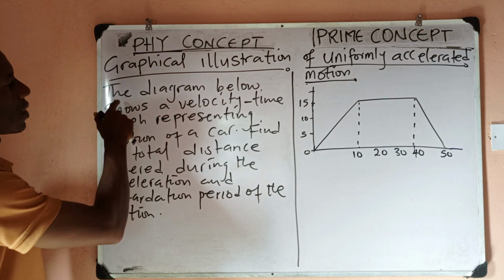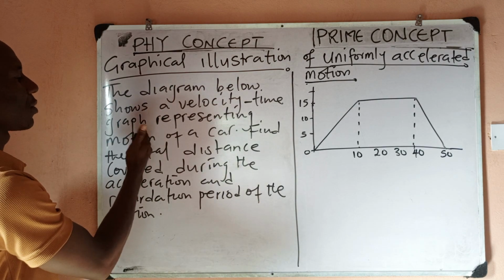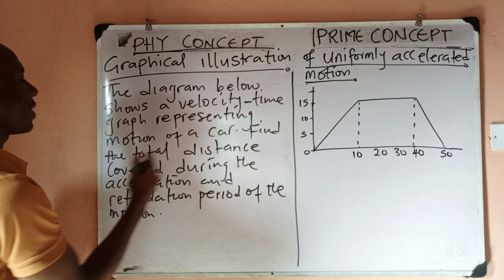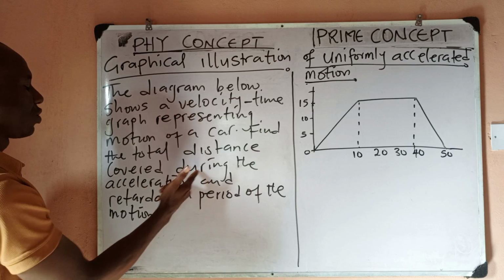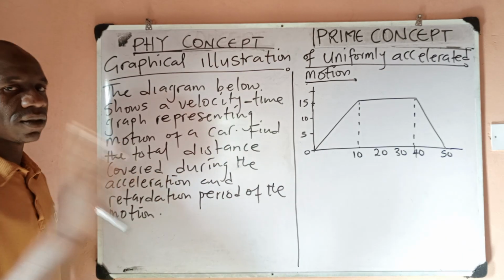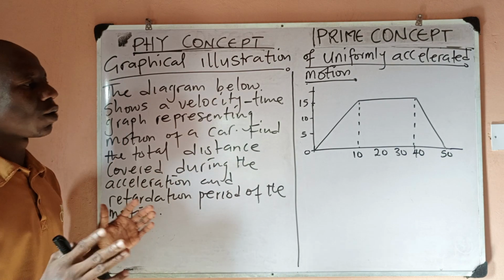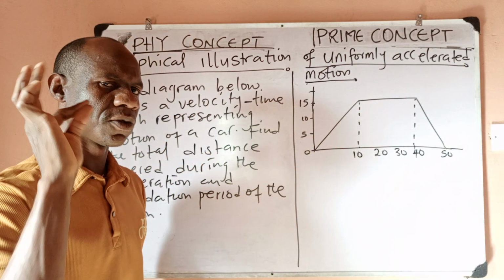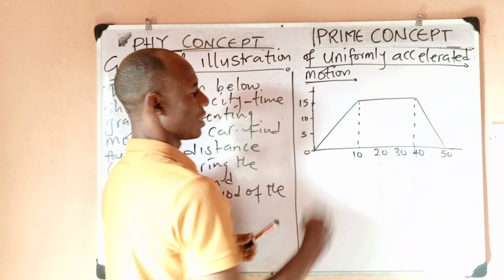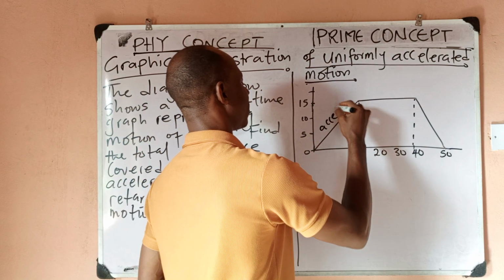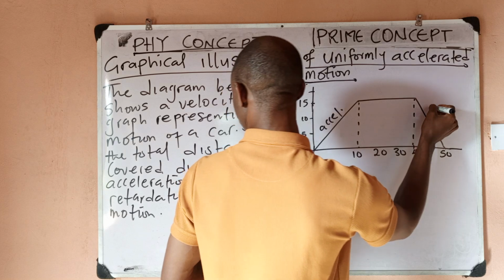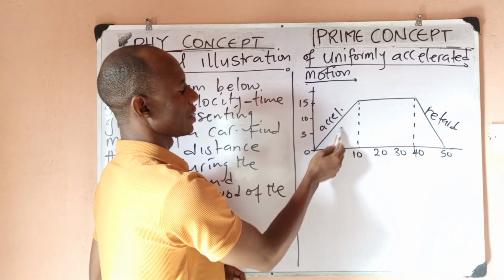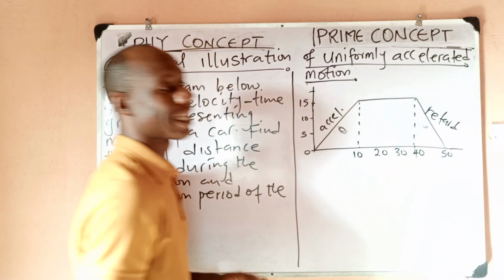Now the question says, the diagram below shows a velocity time graph, which is this, representing motion of a car. Find the total distance covered during the acceleration and retardation. Take note of what the question is asking. They don't want us to find the total distance of this journey. They just want us to find the distance during the acceleration. This space is the space for acceleration, and this space is the space for retardation. So they want us to find the distance in this space, and add them up.